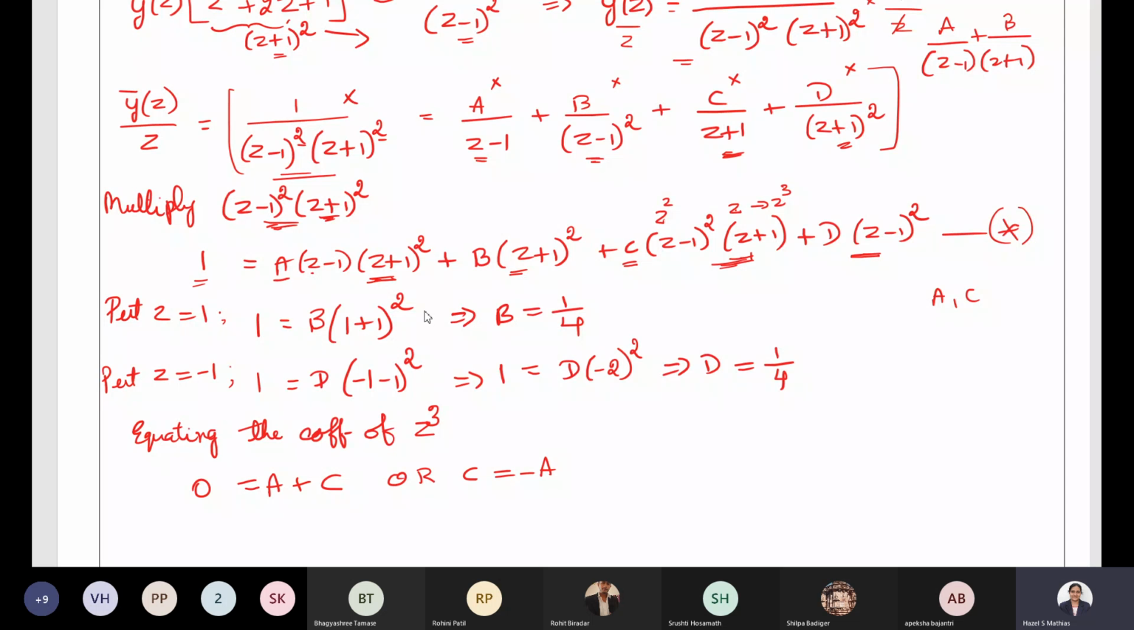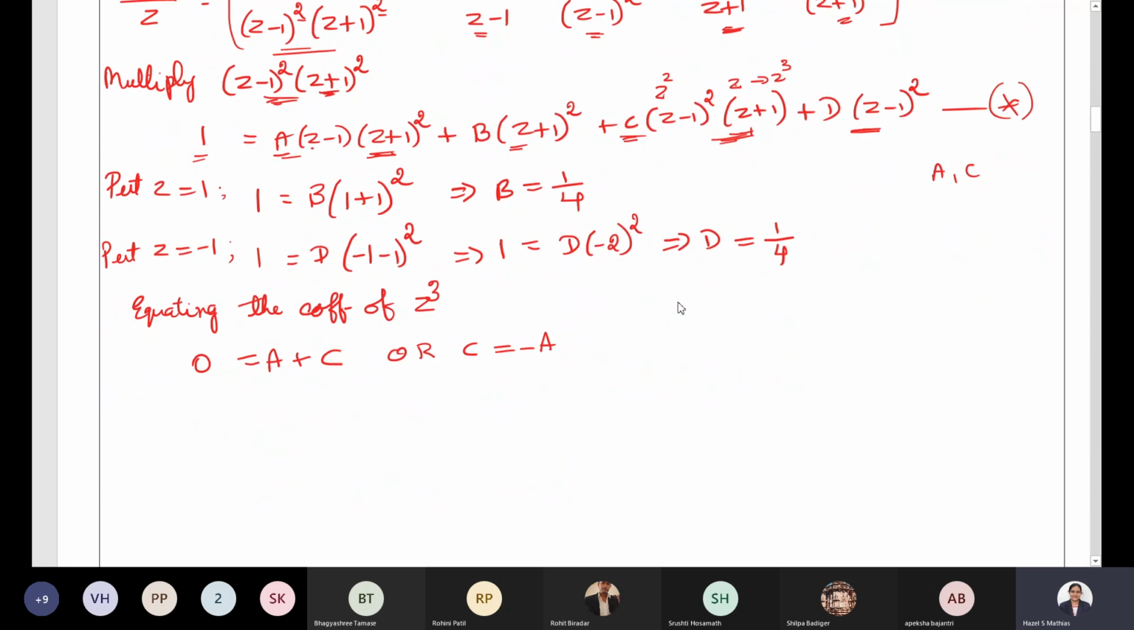On the left hand side there is no z cube term, that's why it is 0. Then on the right, in a and c we have the z cube term in that expression, that's why the coefficient of z cube will be a and c. So it is a plus c. So a plus c equal to 0, that's why we get c equal to minus a.